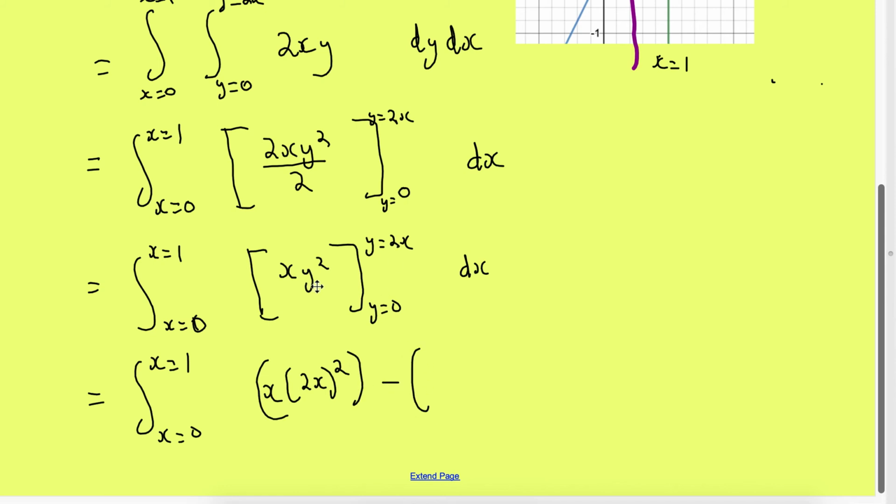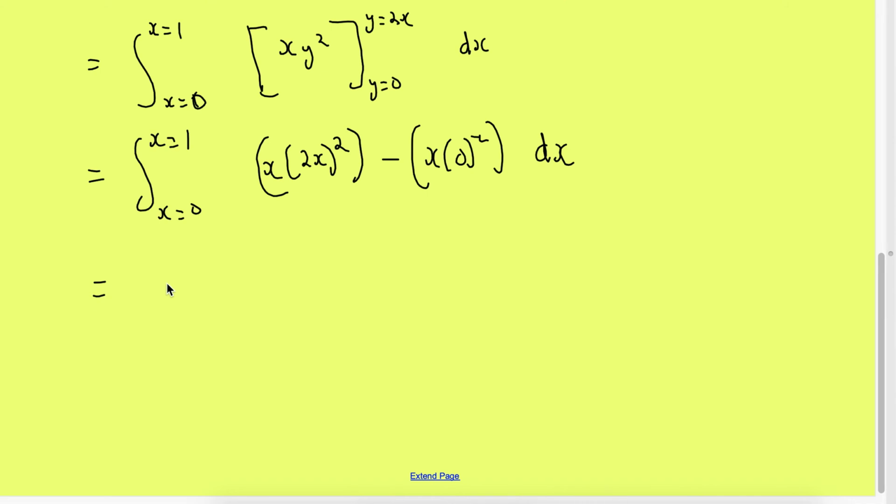So you substitute in the top limit, you substitute in the lower limit, and there we go. That's a squared, by the way. Right, so if I square 2x, it gives me 4x squared. Multiply by x gives me 4x cubed. Anything times 0 is 0. So that's me done. So that's my internal integral sorted out.